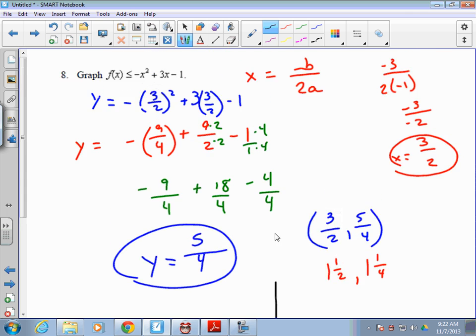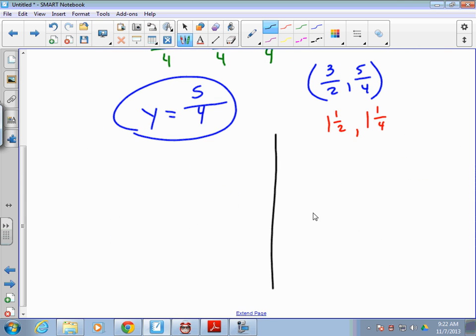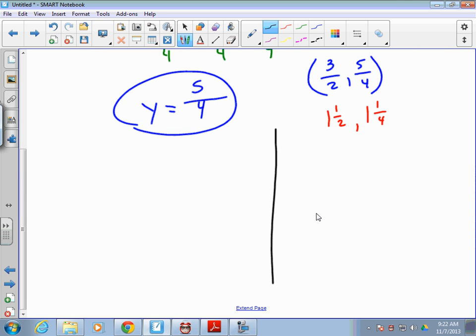But even though they're tough, it's still not going to be super hard if you just follow the same steps. You might just make an arithmetic mistake. So 1.5 and 1 1/4 would be kind of like right here. That's your vertex. So that's going to be the highest point since it's a negative parabola. We know it's going to open up going down.